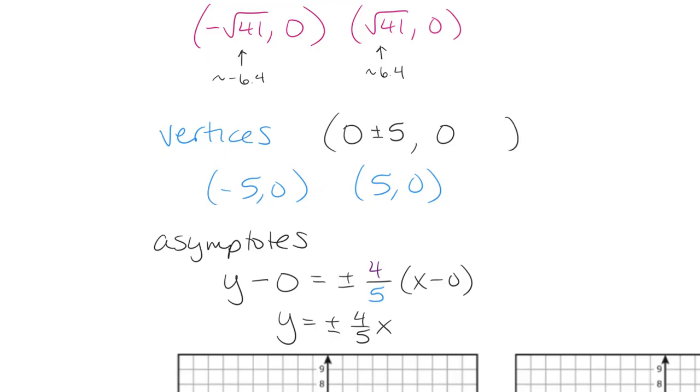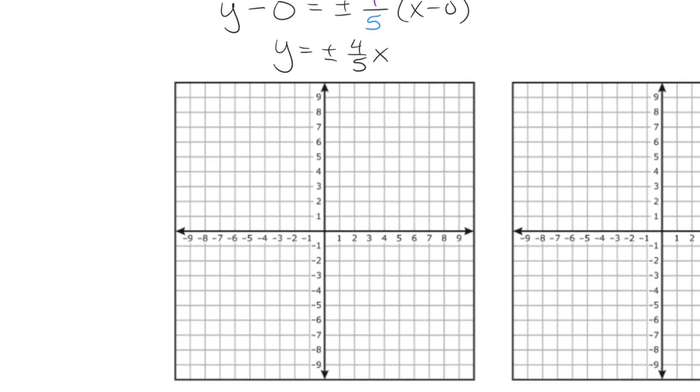Here's what I mean. Where was our center again? 0, 0. So I start with that. I'm also going to plot my foci, which are at approximately negative 6.4 and positive 6.4, comma 0. So those are x-intercepts. My vertices are at negative 5, 0 and 5, 0.